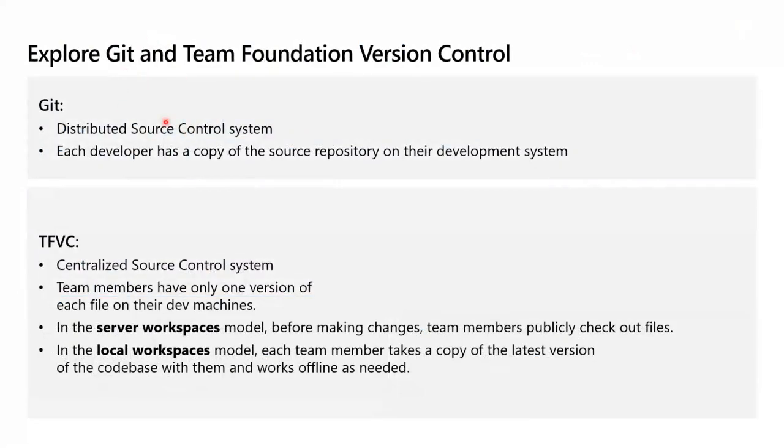So remember that Git is a distributed source control system, and Team Foundation is a centralized source control system. Right? So in Team Foundation version control system, the team members have only one version of each file on their developer machines. And with Git, each member is going to have all of the versions my project already has.